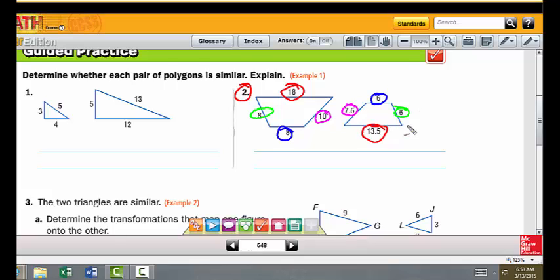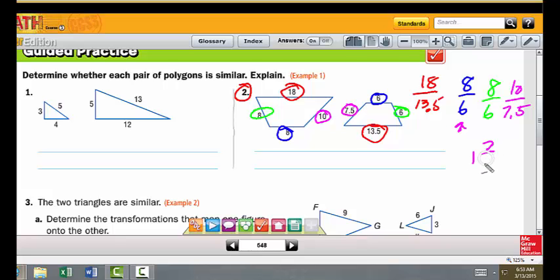So your four numbers would be like so: 18 over 13.5, and then we also have 8 over 6 in blue and 8 over 6 in green. And then our last one is magenta, which is 10 over 7.5. Take these all and put them into a calculator. The easiest one to do is this one right here. 8 divided by 6 would be 1 and 2/6, which is 1 1/3. So this is going to be 1.3 repeating.